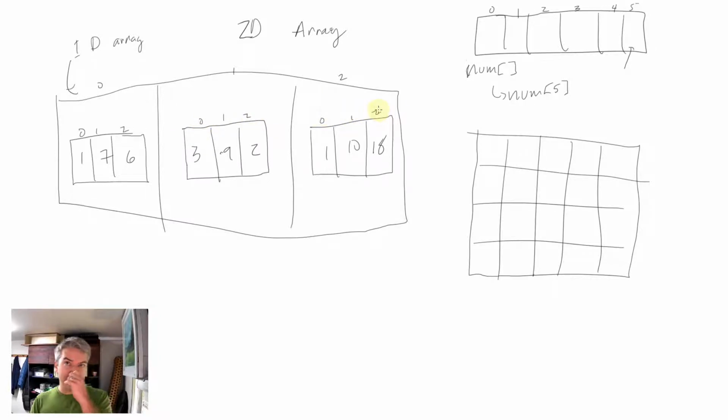You could think about this like an apartment building where you have floors and then you have apartments on each floor. If I wanted to go to a particular apartment, I might say, okay, I need to go to the 28th floor. I need to go to apartment 3 on the 28th floor.